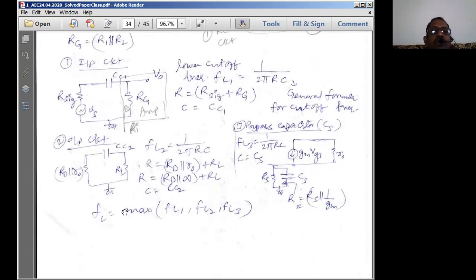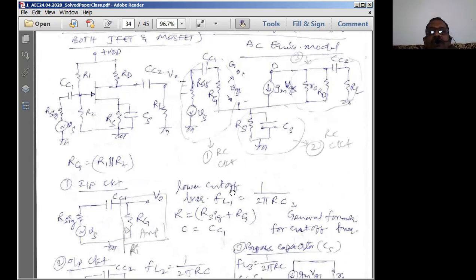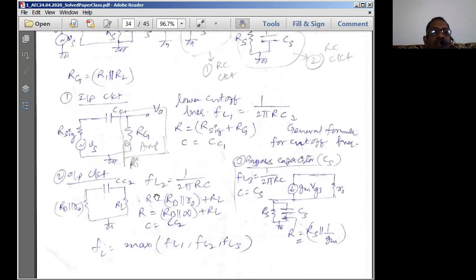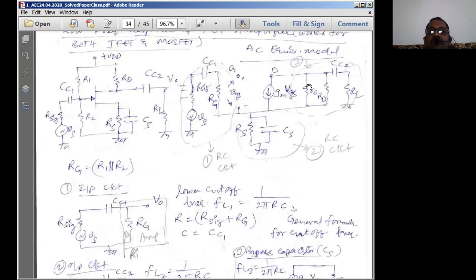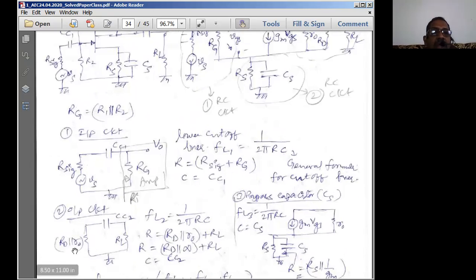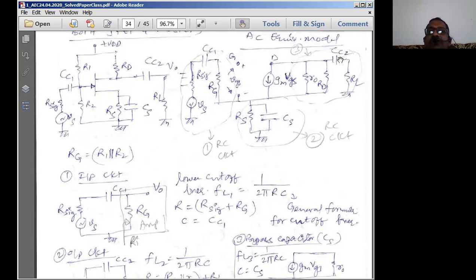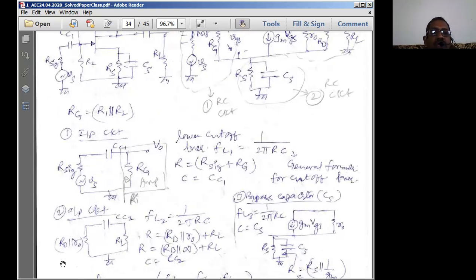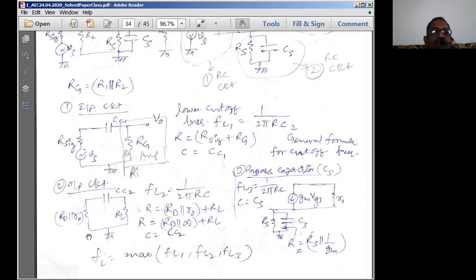Then similarly we will go with the output circuit. If you see the output circuit, what are the elements we are going to have in the output circuit, we will see. And this R, small r naught and Rd are going to come in parallel. Then we are going to have CC2. After that we are going to have RL, load resistance. So we'll connect all of them as it is. Then what is the equivalent resistance of this entire circuit? R is equal to, it's simply going to be Rd in parallel with r naught plus RL is going to be the effective resistance here. Then capacitor is equal to CC2.